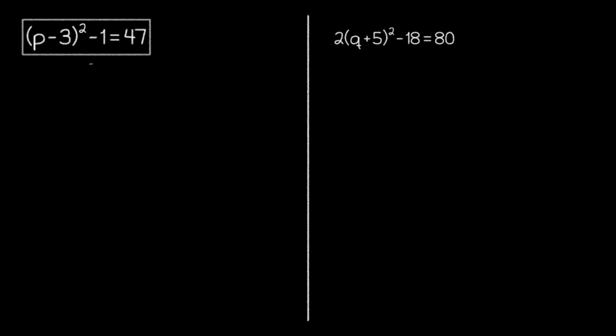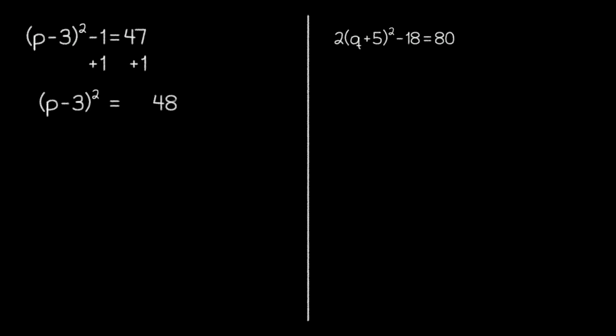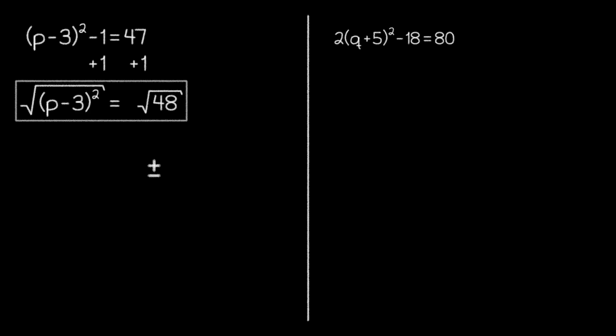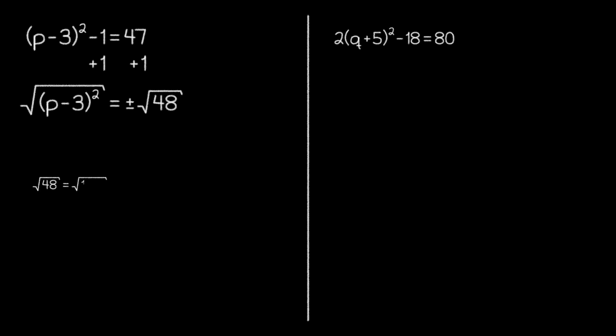In this equation, we'll start by adding 1 to both sides, and then we'll take the square root. In fact, now that we've introduced the plus or minus sign, we can represent this step a bit more precisely by placing a plus or minus sign in front of one of our square roots. Next, we'll simplify the square root of 48 by identifying that 16 is the largest square number that goes into 48. Then, while we would normally split our equation into two new equations at this point, let's just stick with the plus or minus notation.